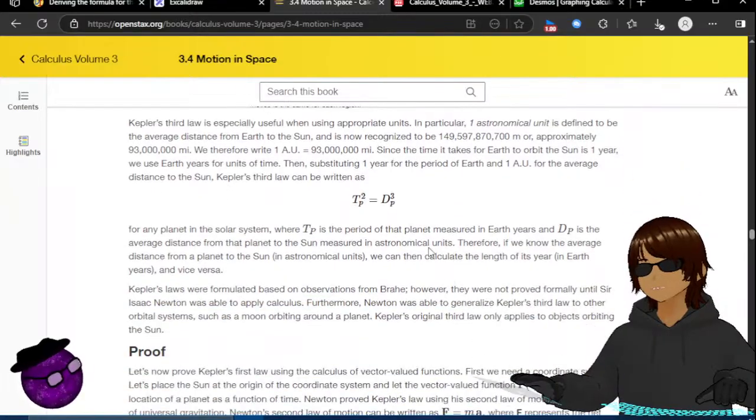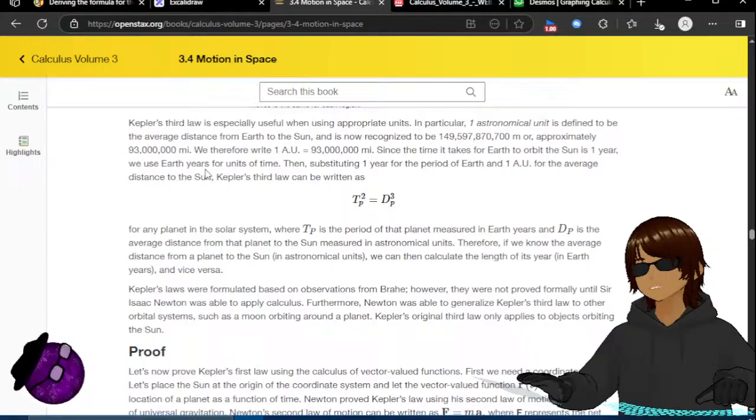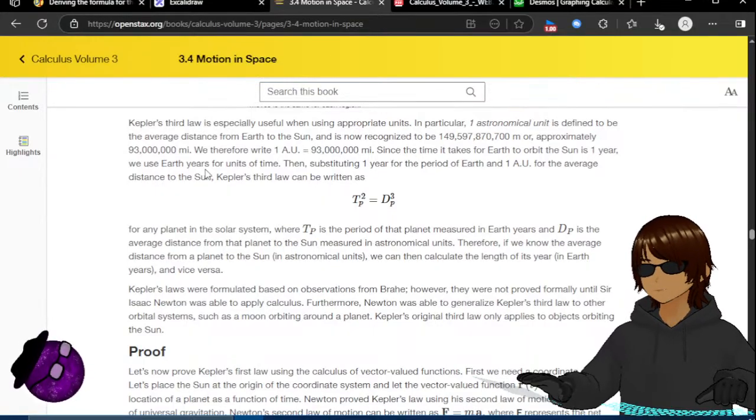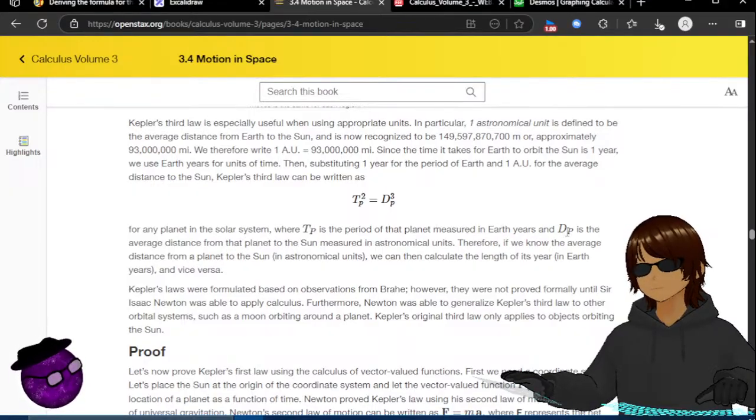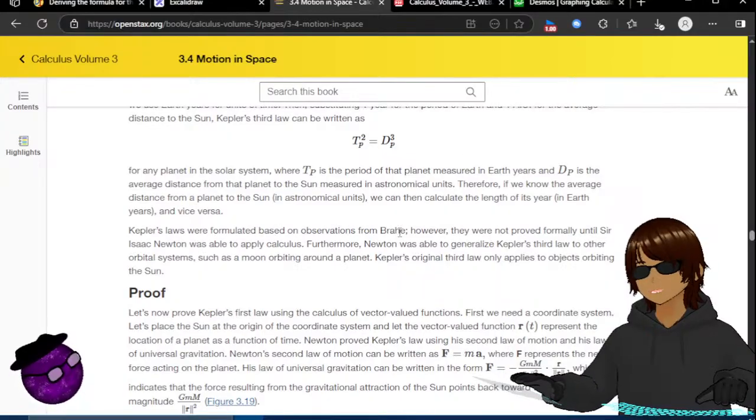Since the time it takes Earth to orbit the Sun is 1 year, we use Earth years for units of time. Then, substituting 1 year for the period of Earth and 1 AU for the average distance to the Sun, Kepler's third law can be written like this, for any planet in the solar system, where T p is the period of that planet measured in Earth years, and d p is the average distance from the planet to the Sun measured in astronomical units. Therefore, if we know the average distance from a planet to the Sun, we can calculate the length of its year.